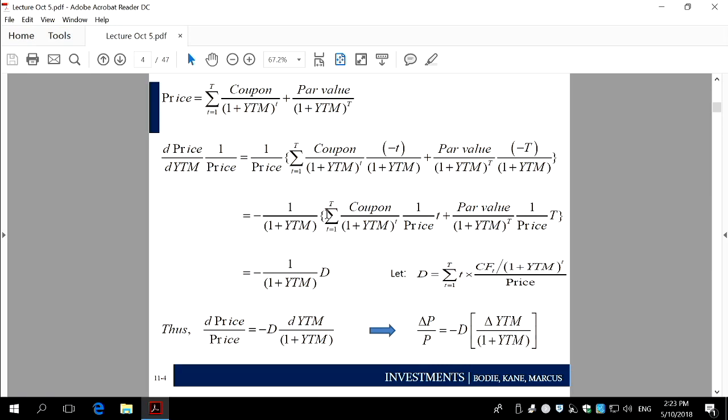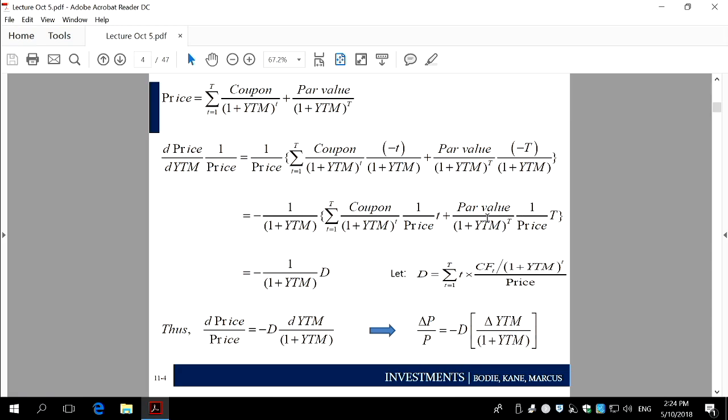But then why do I want to write the whole thing this way? Because look at those things in the bracket. It is exactly the definition of duration. Remember, duration is defined by the weighted average of payment time. T and capital T are payment time. Then all those things before the time is weight. This is a weight, and this is another weight.